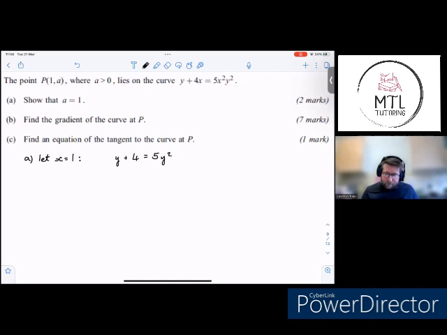So we can sort of cheat a little bit here. Because they've given us the answer, we could just show that a equals 1 works, and just plug in y equals 1. So we end up with 1 plus 4 equals 5 times 1 squared, which it does. So that would be good enough. I'm going to do a little bit more than they're insisting on. I'm going to actually solve this and get both answers. But like I said, you don't need to do this.